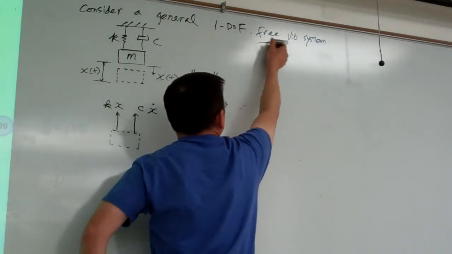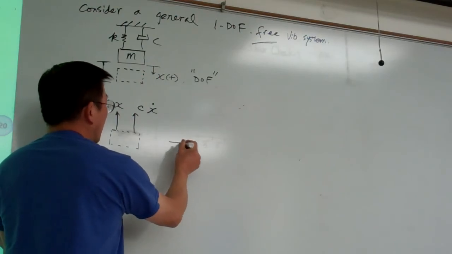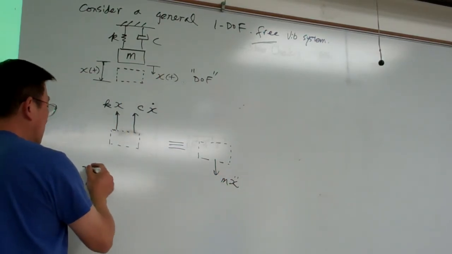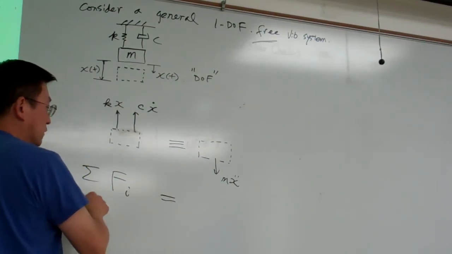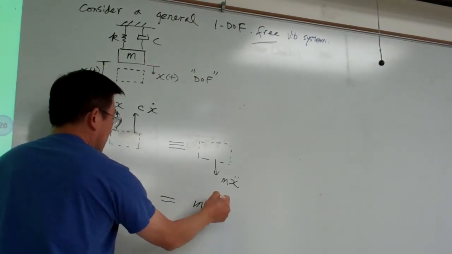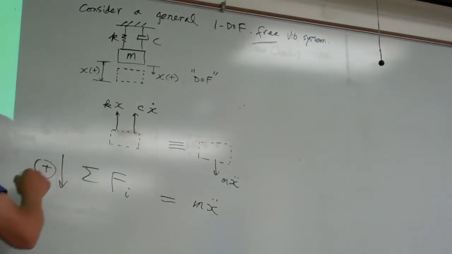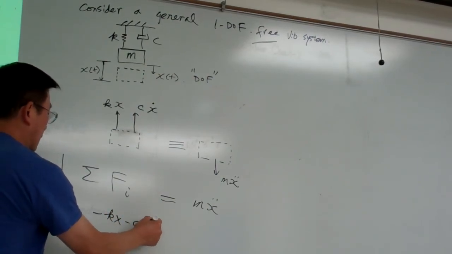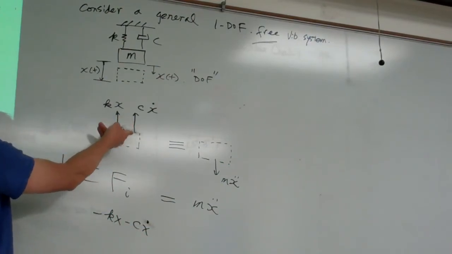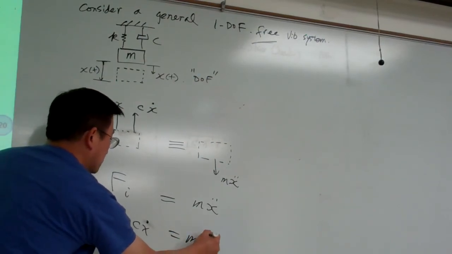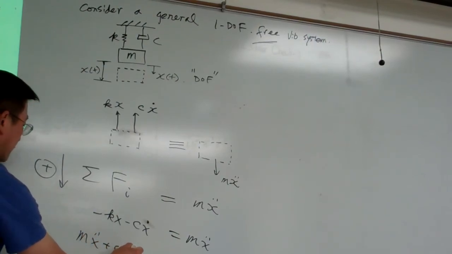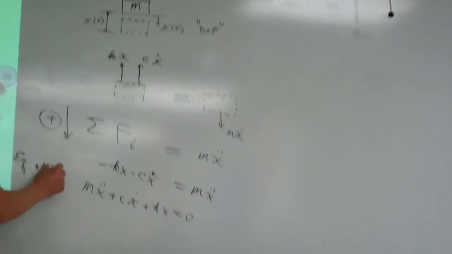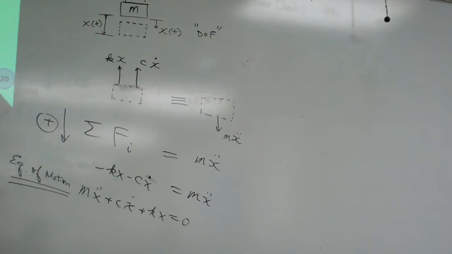And because this is a free vibration, there is no external loading applied. Okay, and right now using Newton's law, the summation of all the forces will be equal to m times x double dot. And for this case, we assume the sign convention is downward. So the total force, according to the sign convention, is minus kx minus cx dot, because here the two forces are pointing upward. Okay, so that equals mx double dot. So in this case, we rearrange: mx double dot plus cx dot plus kx equals 0. So this is called the equation of motion.